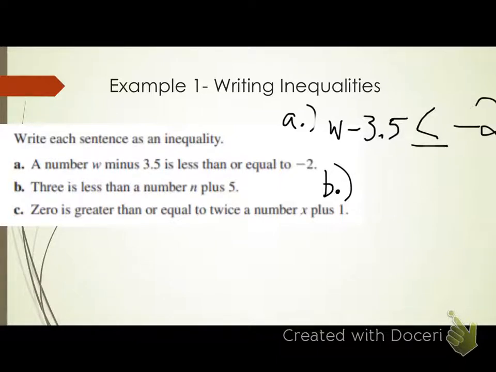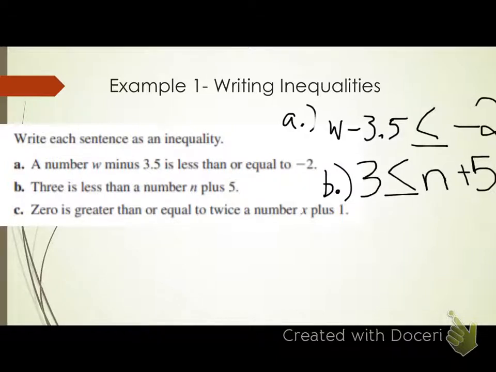Don't drop it. So it's three is less than. Everyone agree with that? No. What's wrong here? It's not less. It's not less than, it's less than or equal to, which is less.